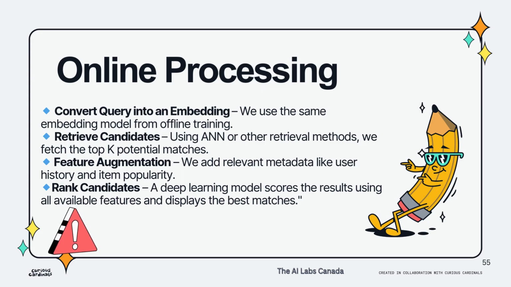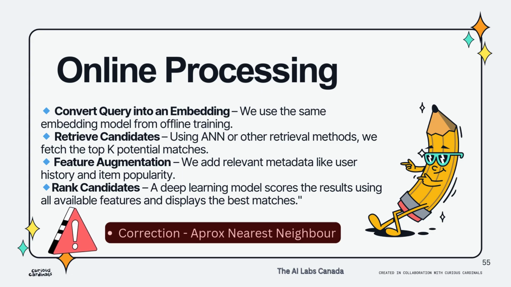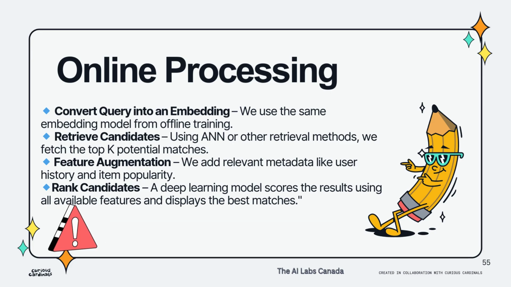So this will generate the embeddings. We can use the same model that we use for offline training for generating the embeddings, and then using approximate nearest neighbor or other retrieval methods, we fetch the top k potential matches. So this is basically going through that millions that we talked about. And then feature augmentation, where we add extra relevant features and metadata on the online side. And then finally, we run the ranking algorithm that returns us the best matching results and their scores.